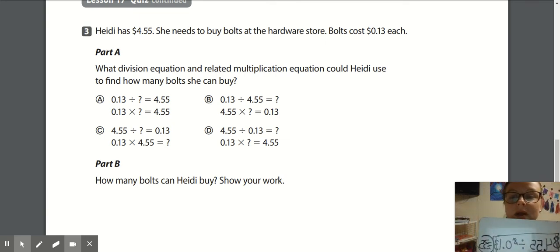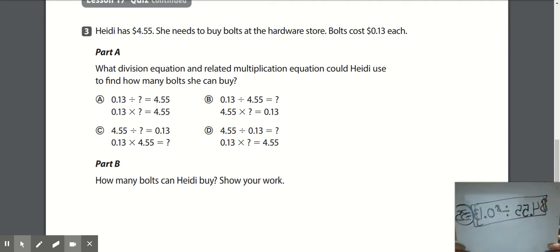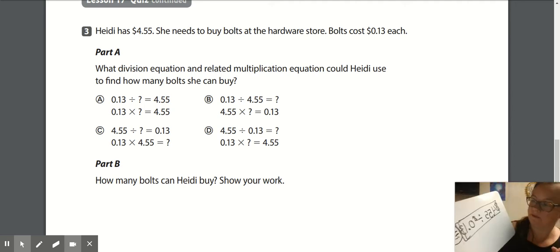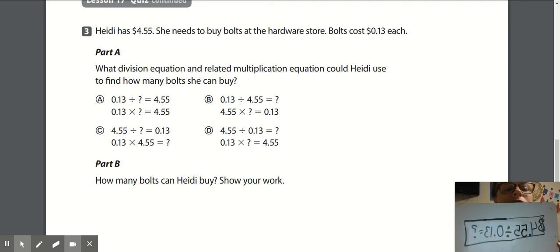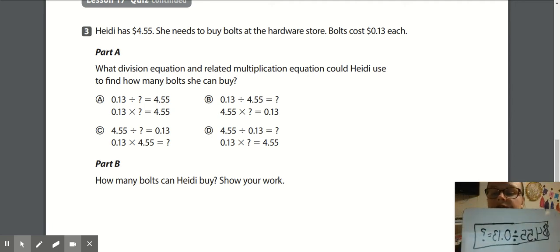Now, for this problem, I need to figure out what my multiplication equation would be. Okay, so let's go through the answer choices. Let's eliminate the ones that don't make sense. I'm just going to write it a little neater. Okay, so this is our original equation. Let's go through and cross out the ones that don't make sense.